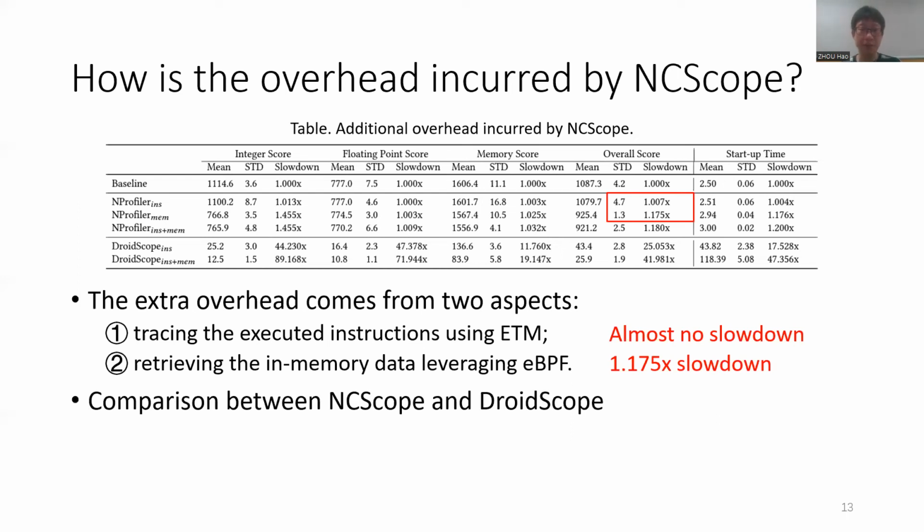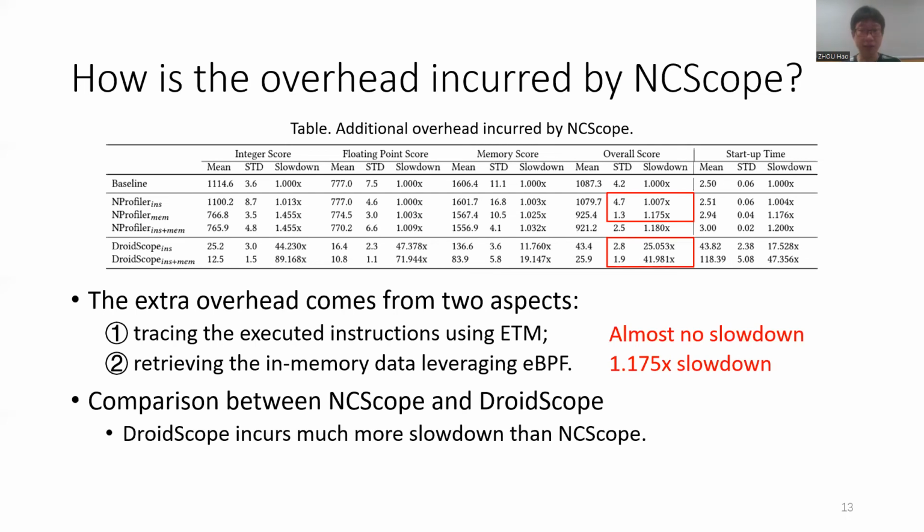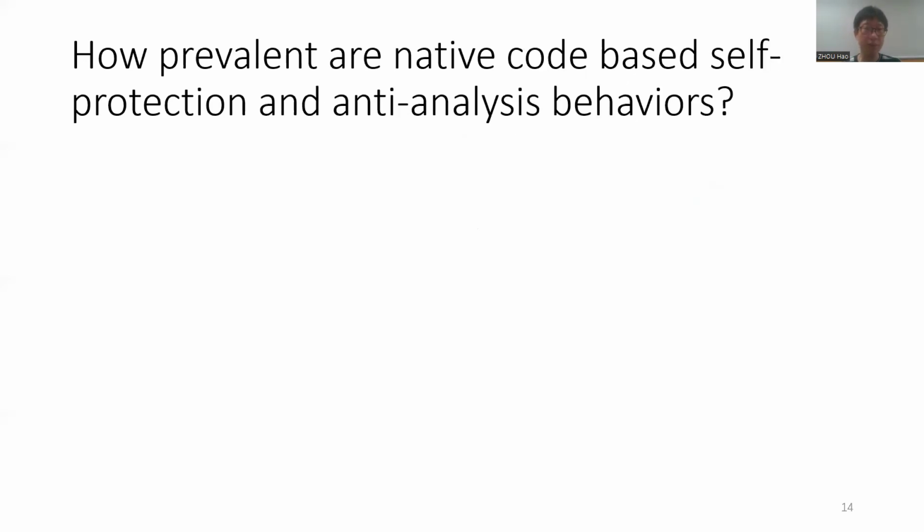We further compare the performance of NCScope with DroidScope, a widely adopted emulator-based dynamic app analysis platform that can also perform instruction tracing and memory data retrieving. The measurement results show that either instruction tracing or memory data retrieval of DroidScope brings obvious slowdown. When both operations are conducted, DroidScope causes more than 41 times slowdown to the overall score, indicating that DroidScope incurs much more slowdown than NCScope.